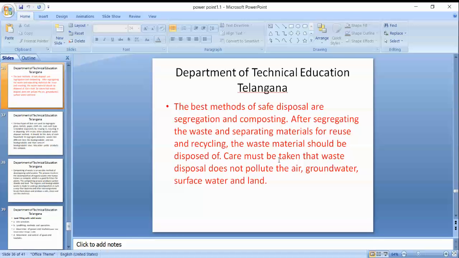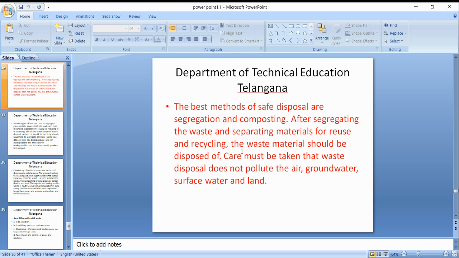So the best methods of safe disposal are segregation and composting. After segregating, the waste should be either recyclable or compostable. After segregating the waste and separating materials for reuse and recycling, if it is reusable, we have to think about that. If it is not, then we have to compost the materials.